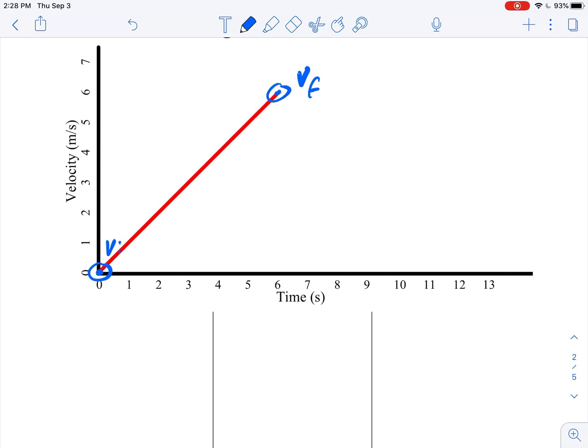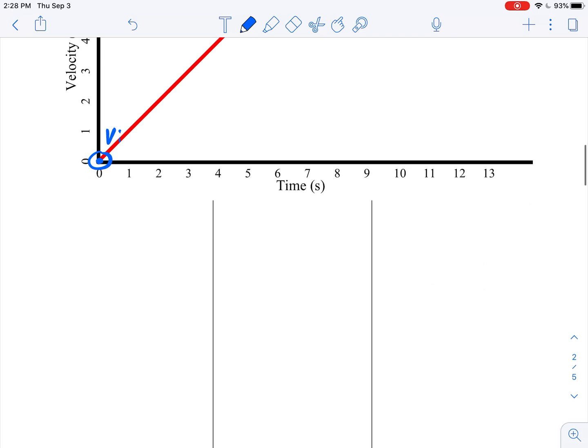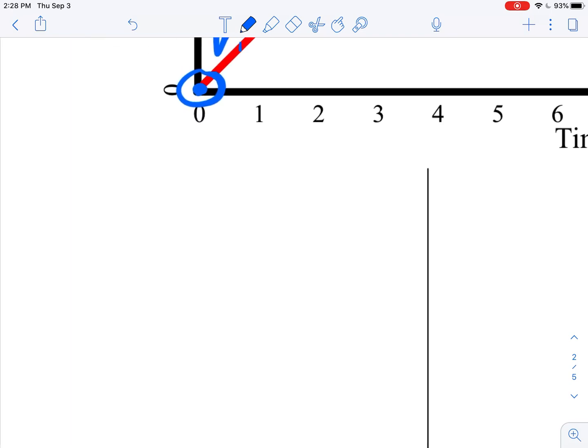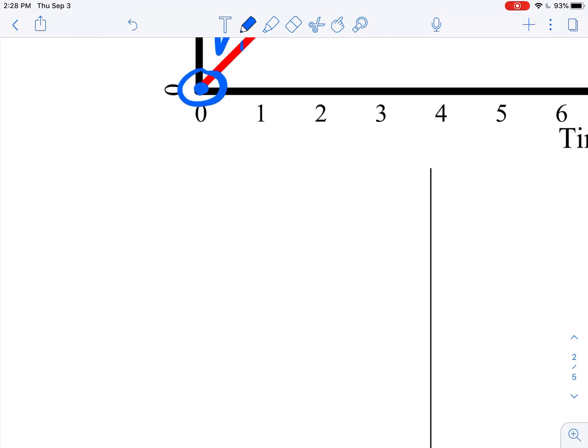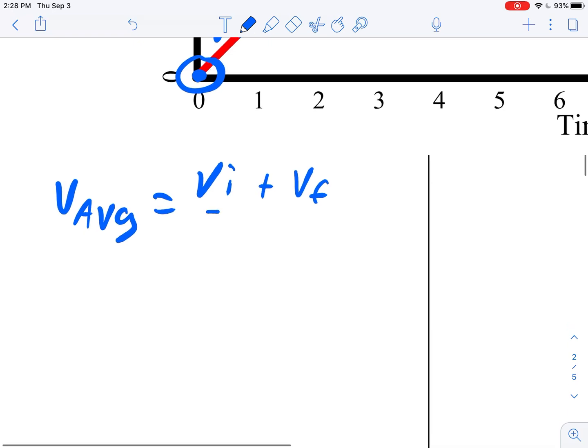There's two values here for VI and VF, 0 and 6, and just like with any other numbers, we can compute the average of these two numbers. Since these variables represent velocity, what we're really talking about is computing average velocity. So we take V initial plus V final, add them up, and divide by 2. That's just the arithmetic mean, or average.